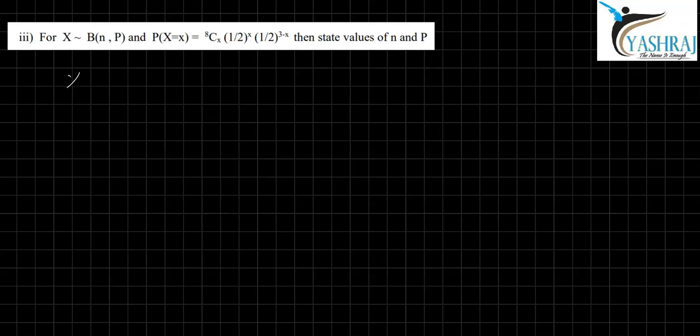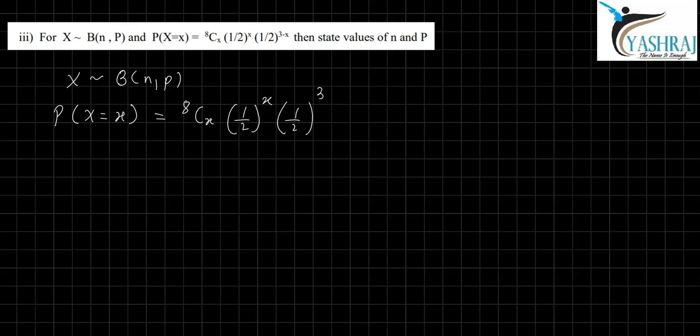Now look at the next question we are having. If X follows the binomial distribution of n, p, and we have given P(X = x) equals 8Cx (1/2)^x into (1/2)^(8 minus x), then state the values of n and p.